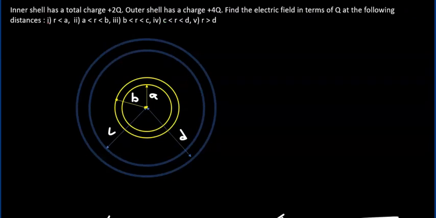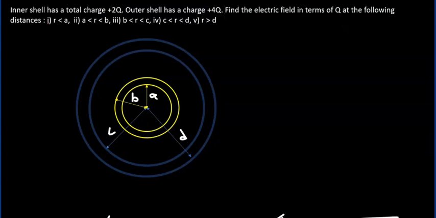The inner shell has a total charge of plus 2q, so that is the inner shell with inner radius of A and outer radius of B. So the charge on it is plus 2q. The outer shell has a charge plus 4q, so that is the outer shell with inner radius C and outer radius D. And the charge it contains is plus 4q. Find the electric field in terms of capital Q at the following distances.